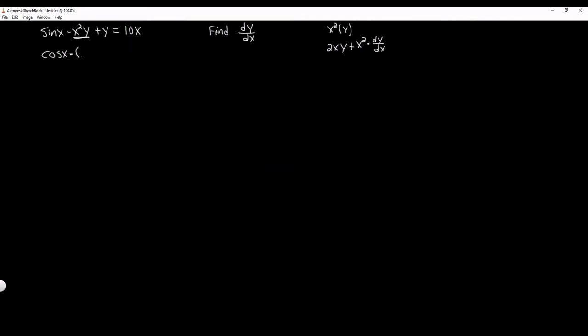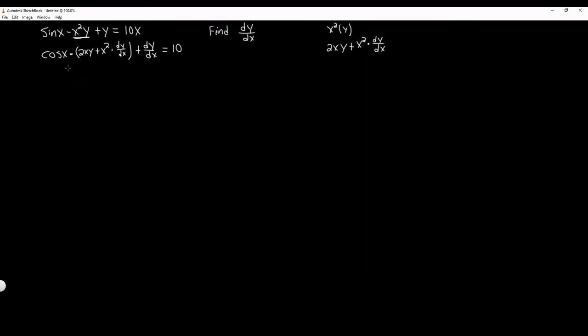So we're going to write this derivative in here. So 2xy plus x squared times dy/dx plus, and then the derivative of y is just 1, so we don't need to write it, but multiplied by dy/dx is equal to, and the derivative of 10 is just 0. So now we're done with the first part. We have taken the derivative of both sides with respect to x.